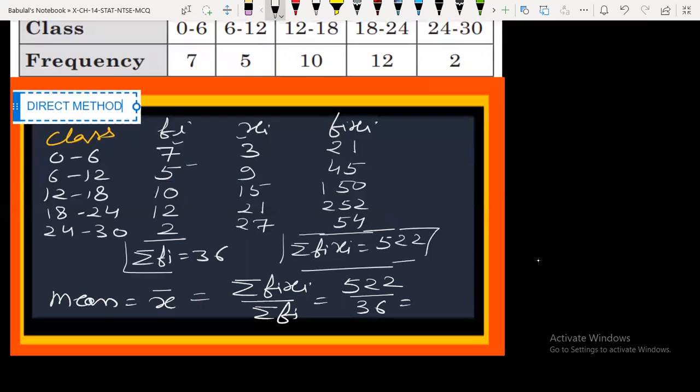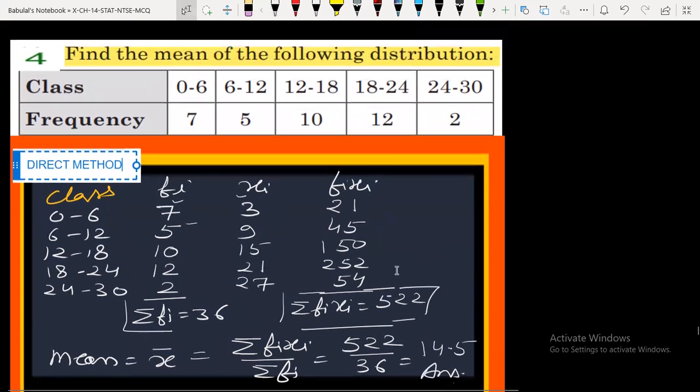Look, please do it yourself, take some time for dividing. Please divide 522 by 36. What is the answer here? The answer is 14.5. So what is the mean of the given data? That is 14.5, and this is the answer of the given question.